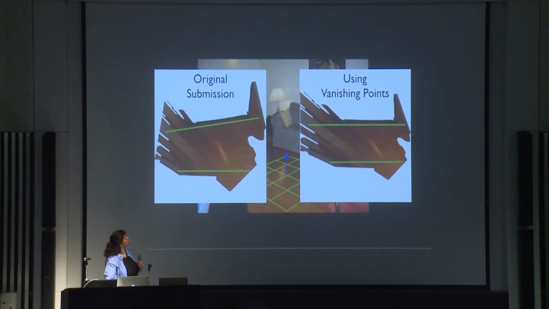And so that was your original submission. It's not bad when they started off. But then when you use vanishing points, you can see on the right, the lines are parallel. All of them get much better. Okay? So that's that part of the pipeline.